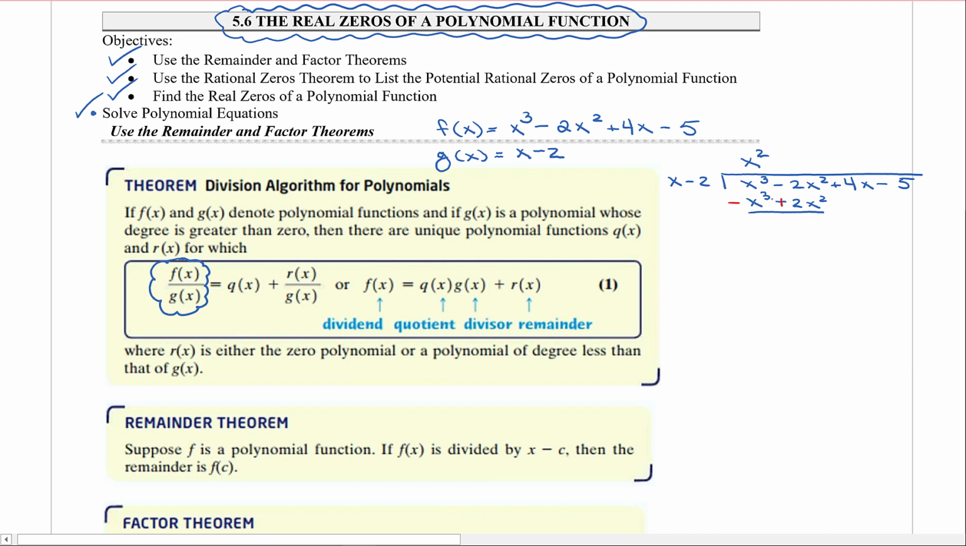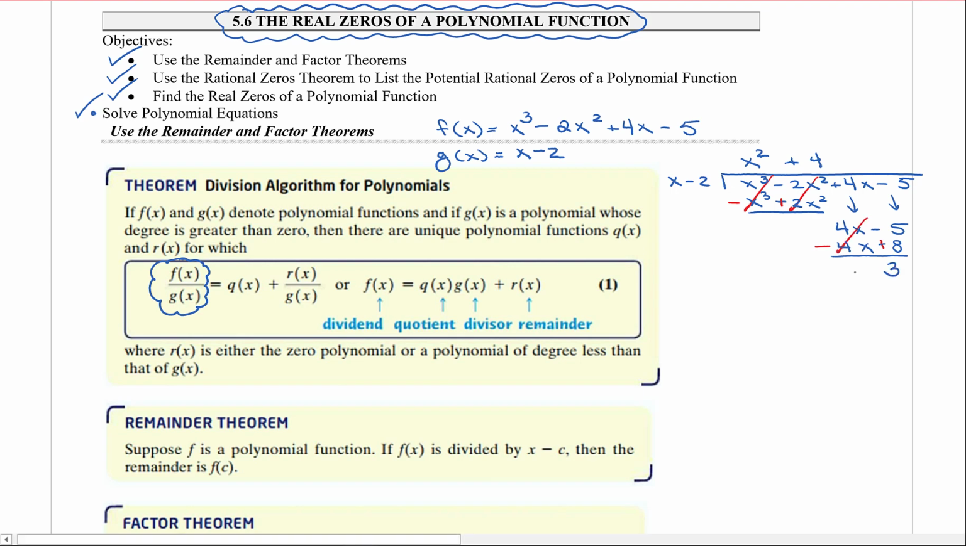So if you notice over here on the side, I'm using some long division of polynomials to divide a couple of these polynomials that I wrote out as f of x and g of x, and I'm going to come up with a q of x and an r of x divided by g of x.